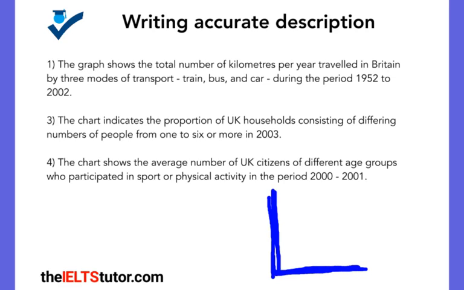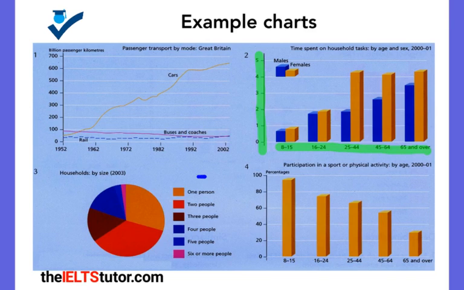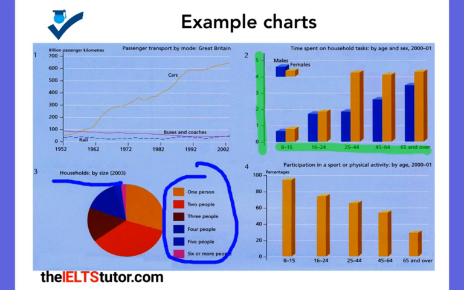Okay, the same for chart number 3. The chart indicates the proportion of UK households. I think this is a pie chart. So in this case, you talk about what the different colors are in the legend of the pie chart. Okay, let's go back to the pie chart. What the legend means and how it relates to the title. Okay, the percentages, or the proportion, you can work on that later on. That's what you need to do.